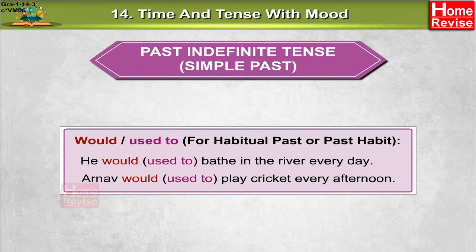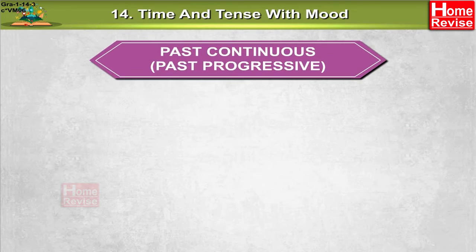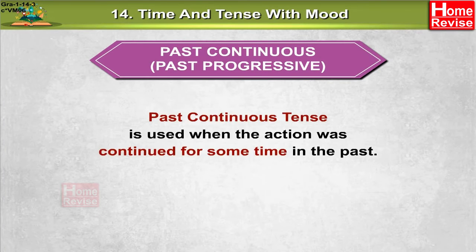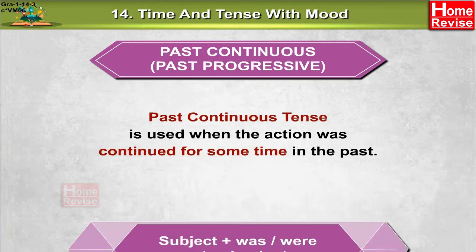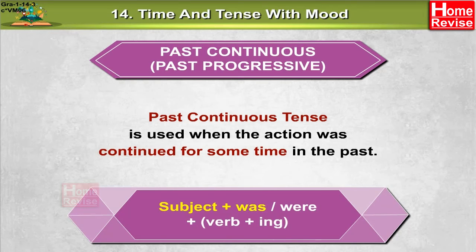Arnav used to play cricket every afternoon. Past continuous, past progressive. Past continuous tense is used when the action was continued for some time in the past. Subject plus was or were plus verb plus ing.